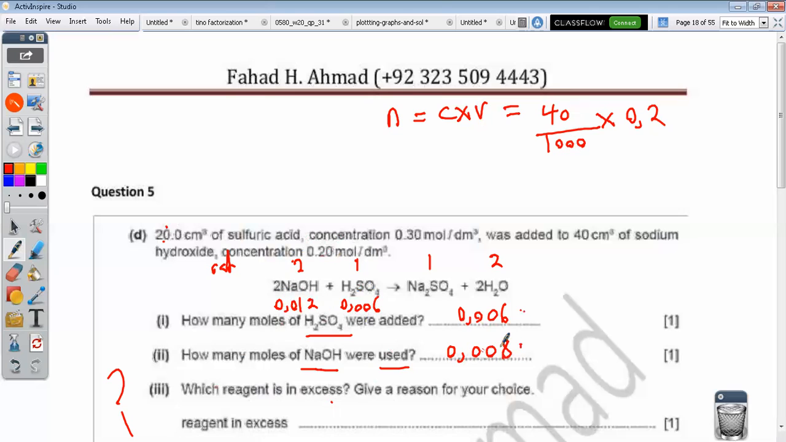0.012. So what's the challenge here? I'm actually using less. Because I should be using 0.012, which is greater than this. So I am using less. So which one is in excess? Sulfuric acid. Let me do the opposite. Let's start from the hydroxide. If I'm using 0.008 of the acid, I should be using half of this, 0.004. But you are using more than that. So sulfuric acid is in excess.